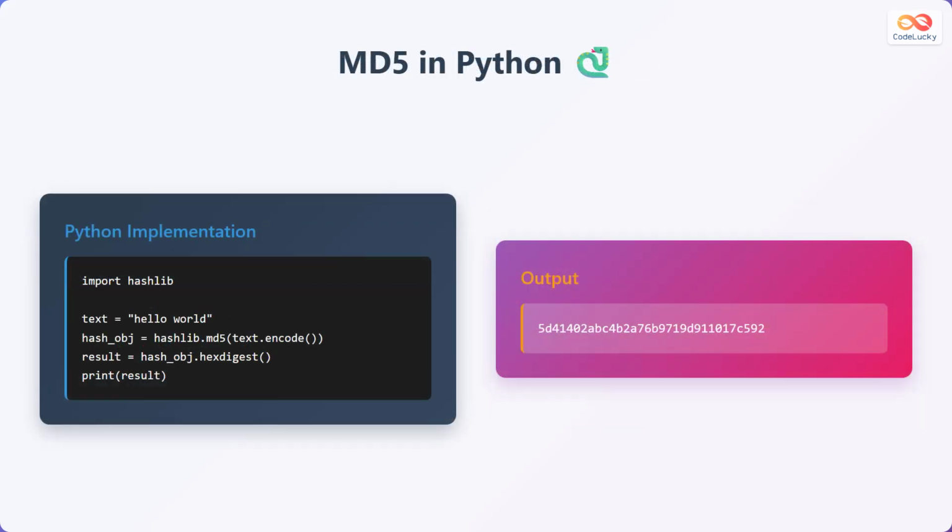You can generate MD5 hashes programmatically using Python's built-in hashlib library. First, import hashlib, then create your text string. Create an MD5 hash object using hashlib.md5 and pass your encoded text. Use the hexdigest method to get the final hash as a hexadecimal string. The Python implementation produces the same result as the command line tool. For the string hello world, both methods return the identical hash 5D41402ABC4B2A76B9719D911017C592.